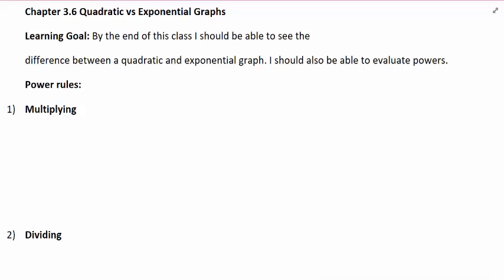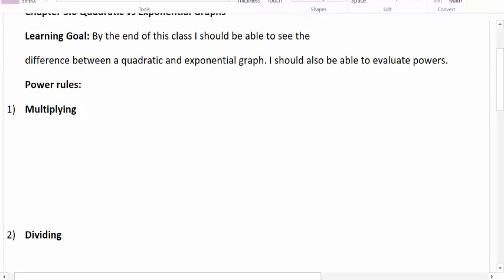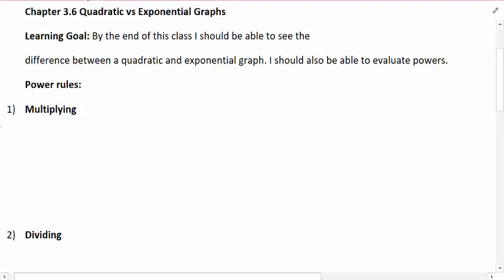Okay, so this is chapter 3.6, and we're going to look at quadratic versus exponential graphs. The learning goal is, by the end of this class, I should be able to see the difference between a quadratic and exponential graph. I should also be able to evaluate powers. Now, here are some of the power rules. It's kind of review from grade 9, so let me go through them fairly quickly.